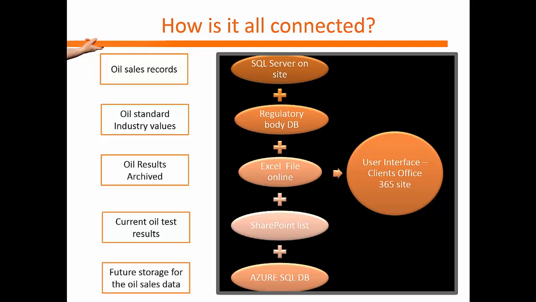Excel files online, or the results archive. The archived results are currently in Excel files because this is how they used to do it. If they are not importing it to SharePoint, or if there is a lab technician who still wants to work with Excel, no problem. All the Excel files online can be used as well. And we have the current oil test results. They are in a SharePoint list. This is another data source. We have already got four different types of data sources that we need to combine.